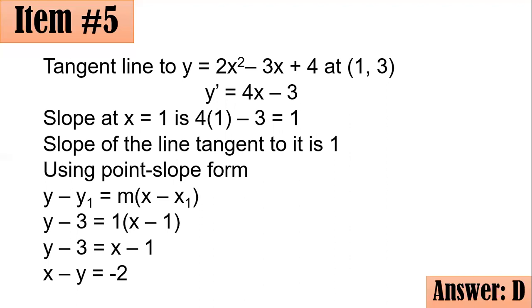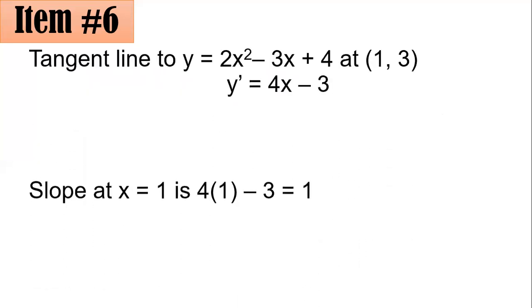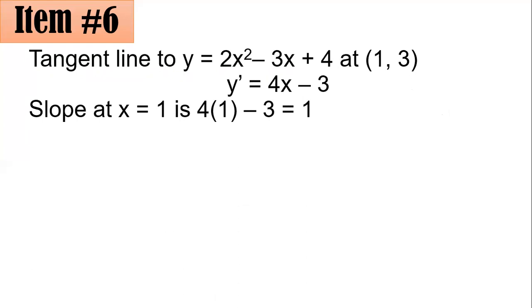All right, I hope you got that. The succeeding question is the same as the given in item number 5, it's just that it's looking now for the normal line. So the same first procedure, you have to get the derivative, but we will skip this. And we knew that the slope at x equals 1 is still 1 because 4 times 1 minus 3 equals 1.